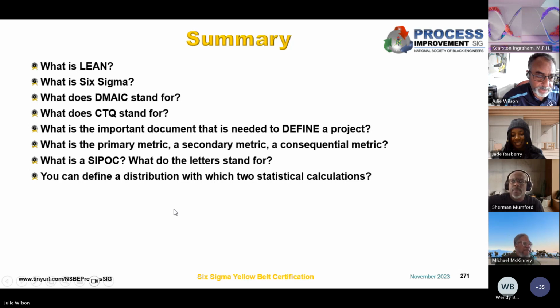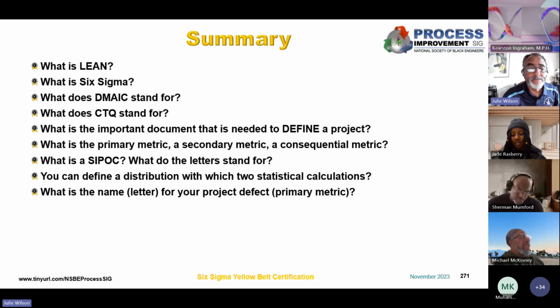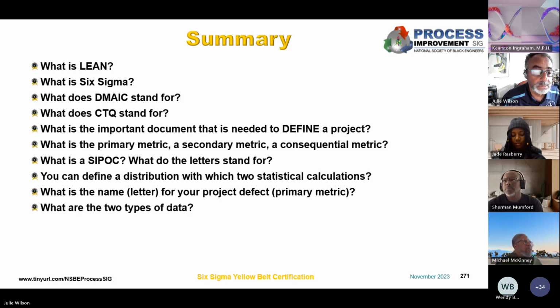All right. Which two statistical calculations can be used to describe any distribution? The mean and standard deviation. The mean and the standard deviation. Very good. So what's the letter for your project defect, your primary metric? Y.